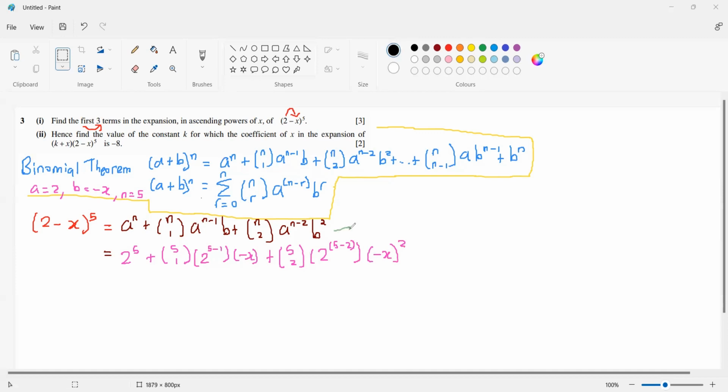So we don't need to elaborate further. Let's just try once, the first 3 terms. And if you didn't, it's okay. So here we just simplify as normal. 2 to the power of 5 is 32.